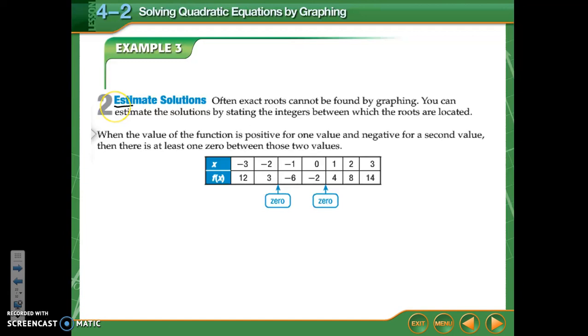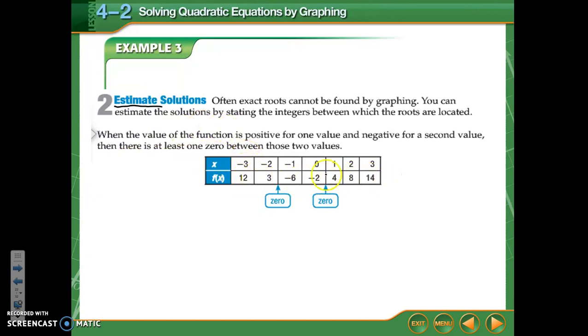Okay, sometimes we know that when I solve a quadratic equation, my solutions are not always going to be integers. So sometimes we have to estimate solutions, especially when we're solving by graphing. So sometimes we cannot find the exact roots. So what we're going to do is say, okay, I might not know exactly where it is, but I can tell that it's between 1 and 2, or it's between 3 and 4. So let's think about what that means in a table.